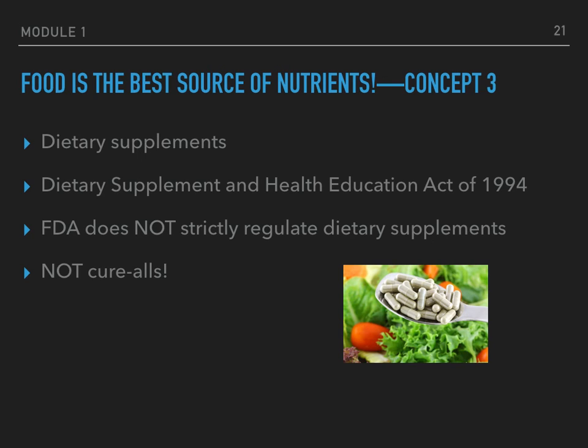However, keep in mind that dietary supplements such as the vitamins you purchase at the store are not strictly regulated by the FDA. In fact, it is only if action is required against a supplement manufacturer that the FDA will step in. In addition, it should be made known that supplements are not cure-alls. In other words, these should not be used in place of whole foods as a source of nutrients.